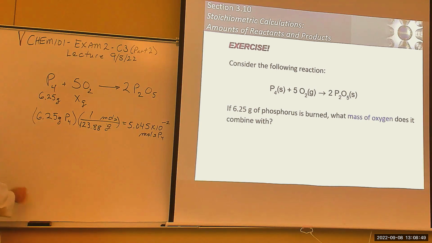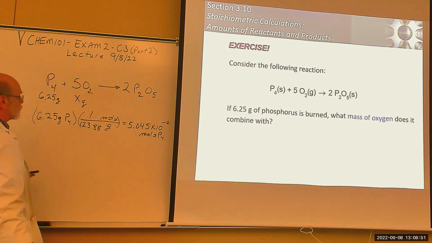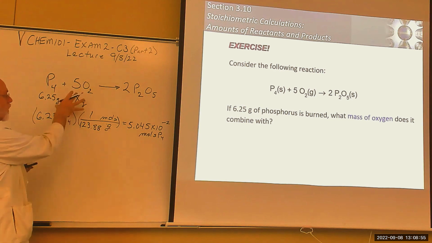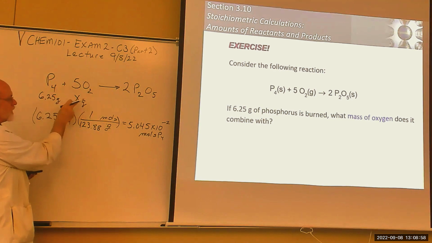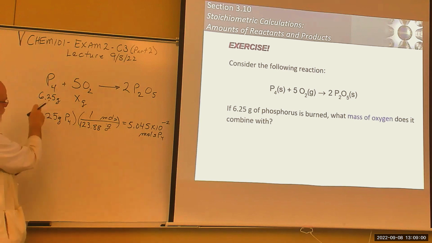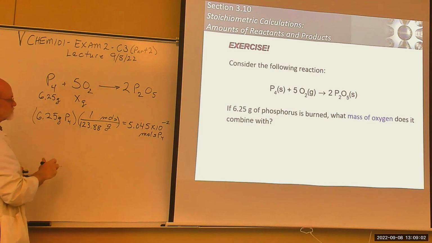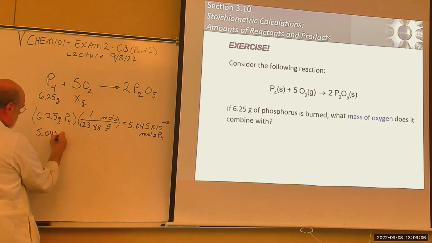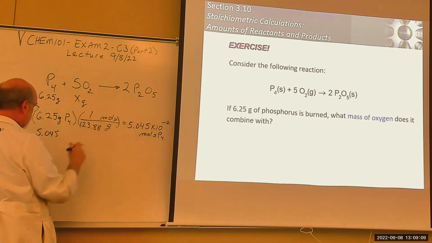Now that we got moles, we can go anywhere in that equation we want. But the question is, how much oxygen is required? So we need to find out how many moles of oxygen will be required to consume all that P4. Right? So we set it up like this. If I had more room, I could just work it on out that way.